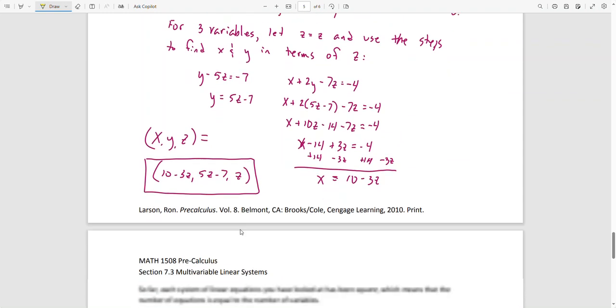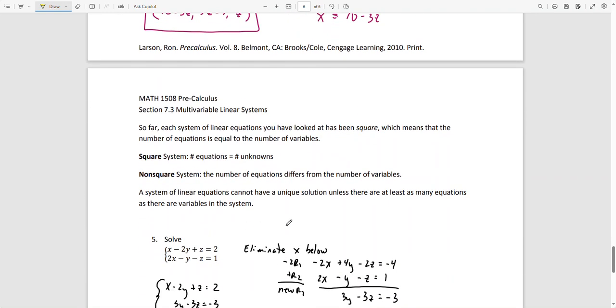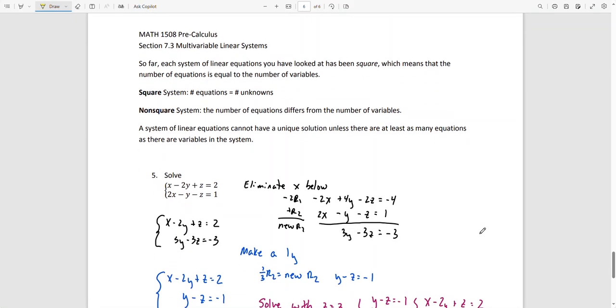All right, 2 more problems. So far, each of the system of linear equations we've looked at has been square. The number of equations is equal to the number of variables. A non-square system is when the number of equations is different than the number of variables.